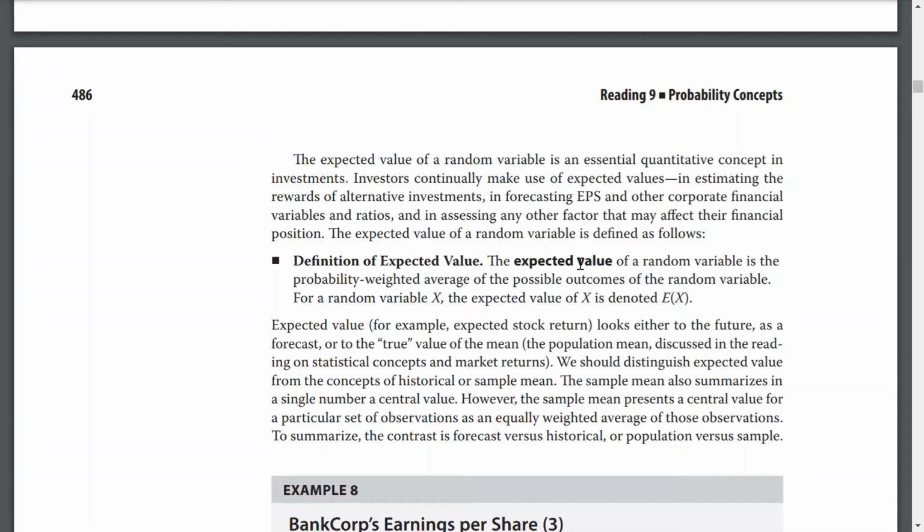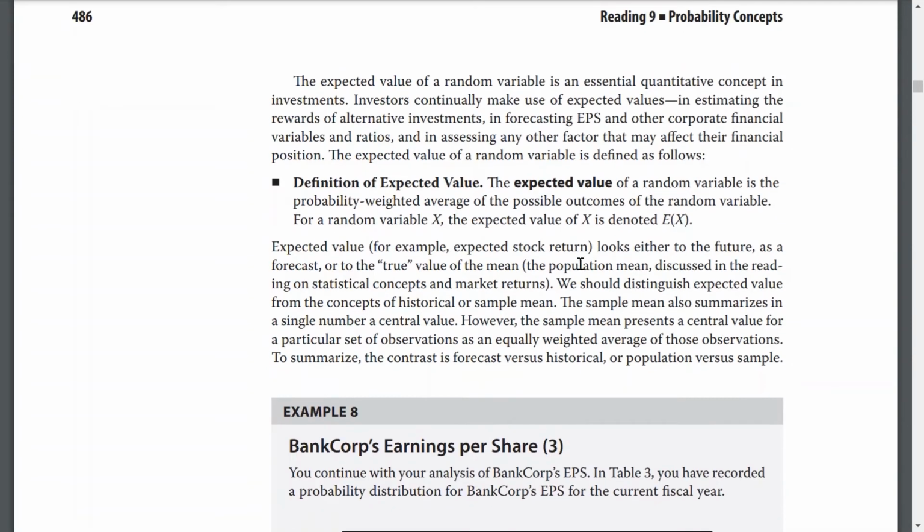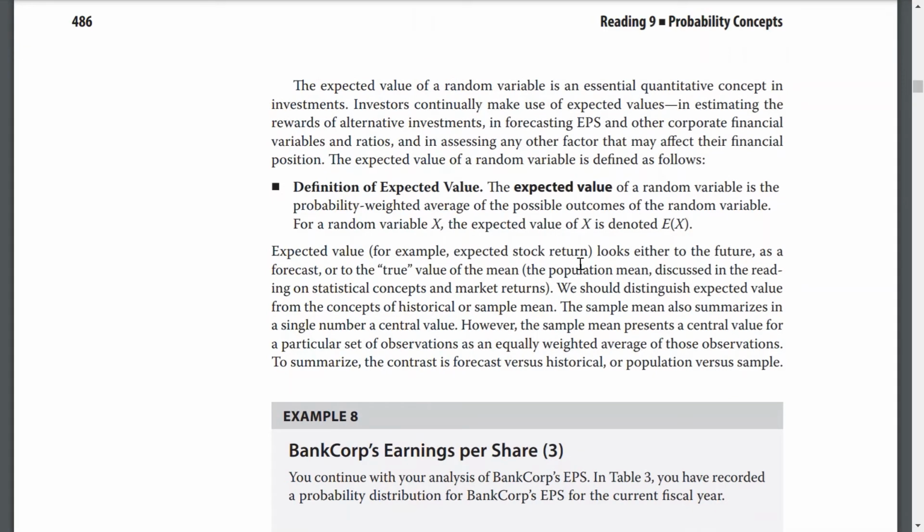The expected value of a random variable is defined as follows. Definition of expected value: the expected value of a random variable is the probability-weighted average of the possible outcomes of the random variable. For a random variable X, the expected value of X is denoted E(X).